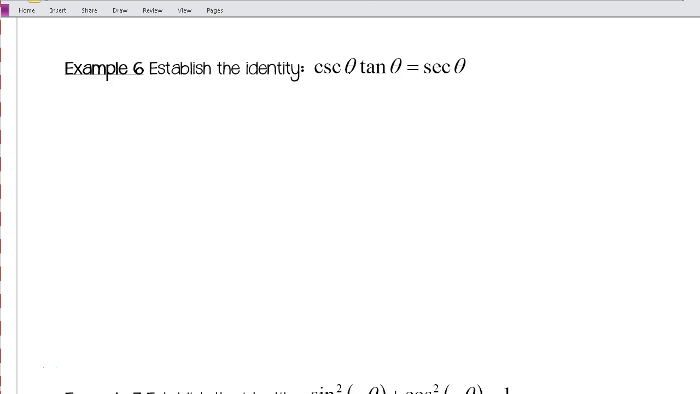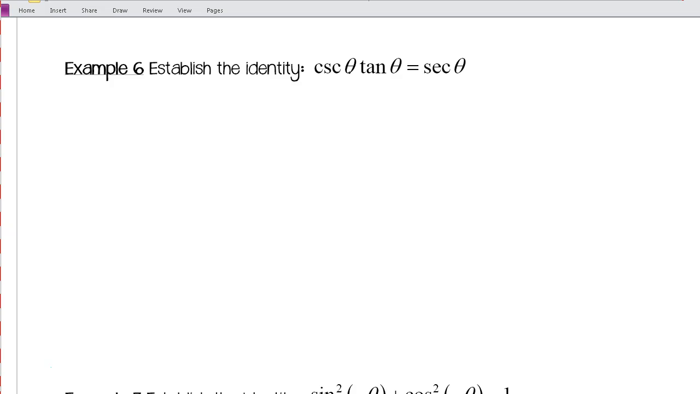When we're establishing an identity, it's important that you keep in mind that this is not like solving an equation. We can work on each side independently using our identities, but we do not want to do the same thing to both sides like we would when we're solving an equation, for example, subtracting the same thing from both sides or multiplying each side by the same thing. So work on each side independently until you get them equal.